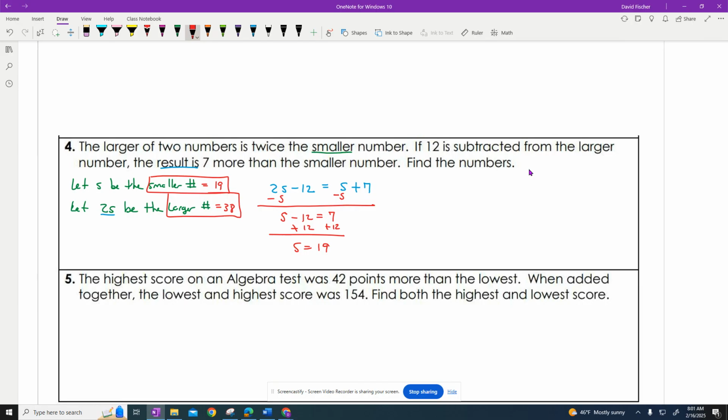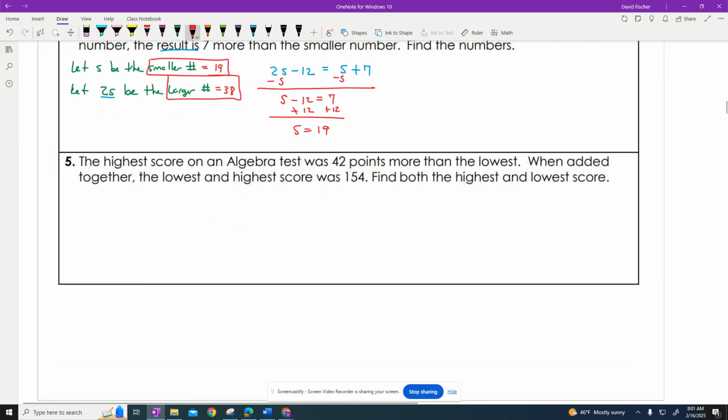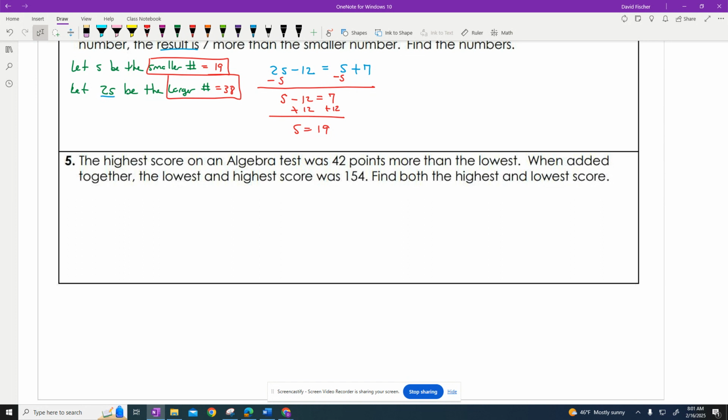All right? Now we get a little bit different than smaller numbers and higher numbers. Well, it's still kind of the highest score and the lowest score. The highest score of an algebra test was 42 points more than the lowest number. So this guy here is what we're comparing to. So let's do L. Whoops, we want to say let L.